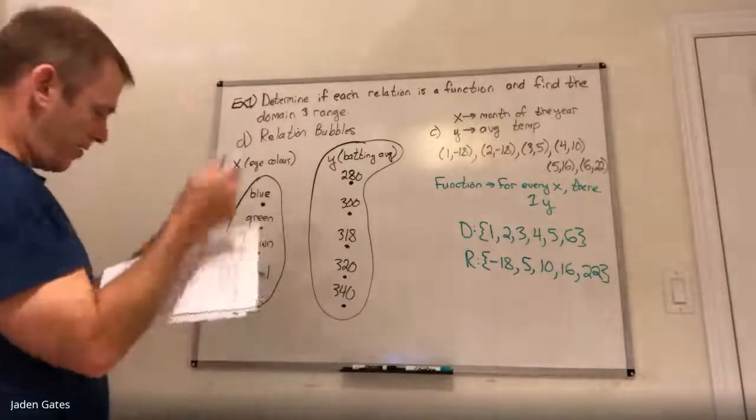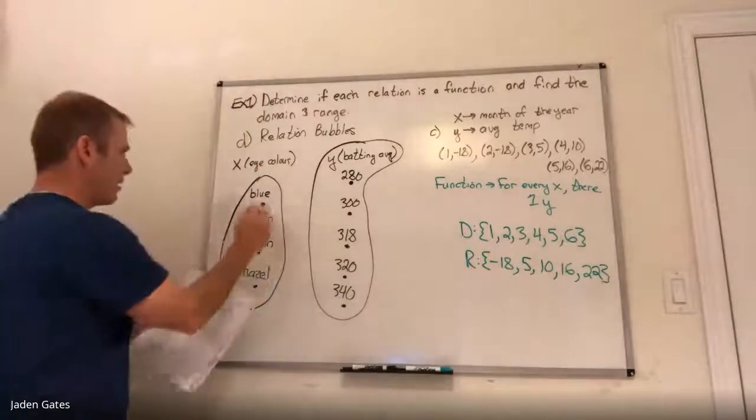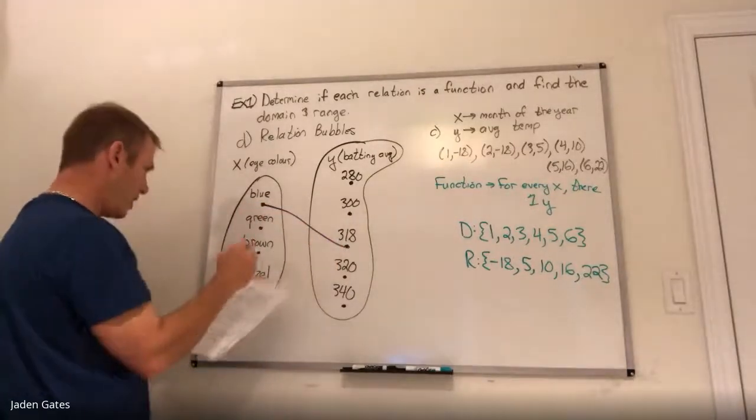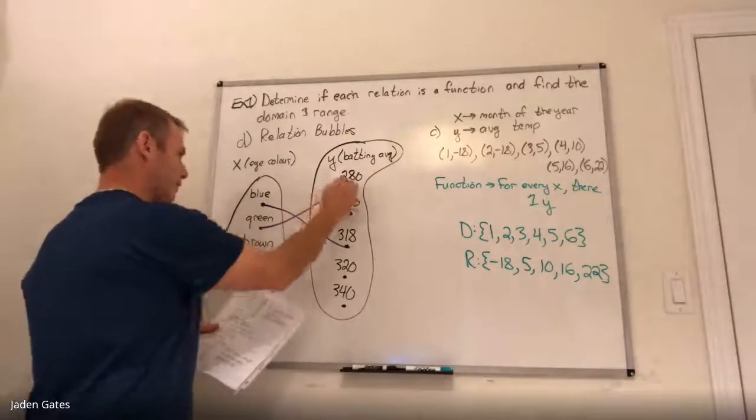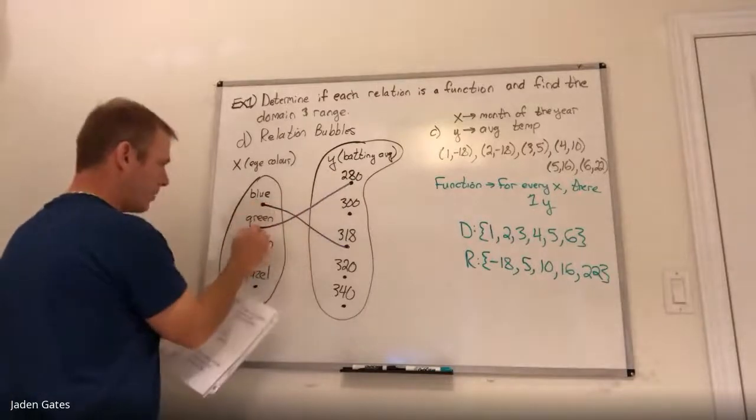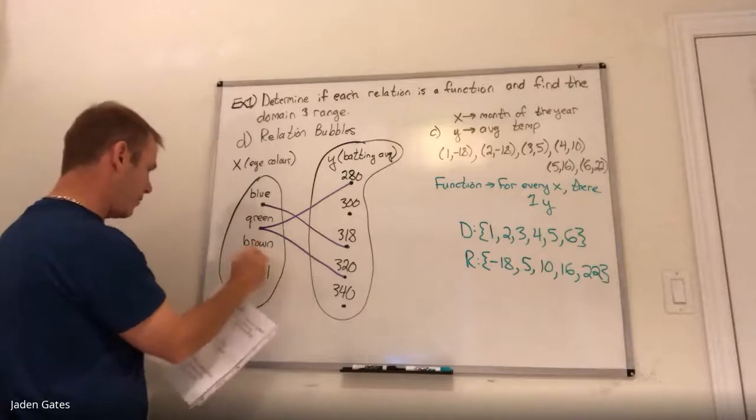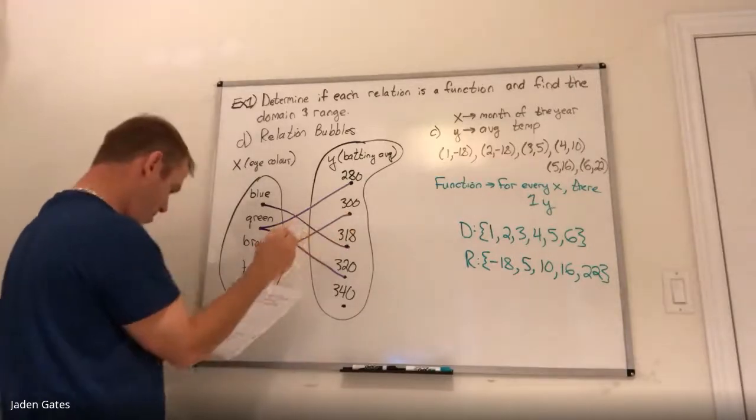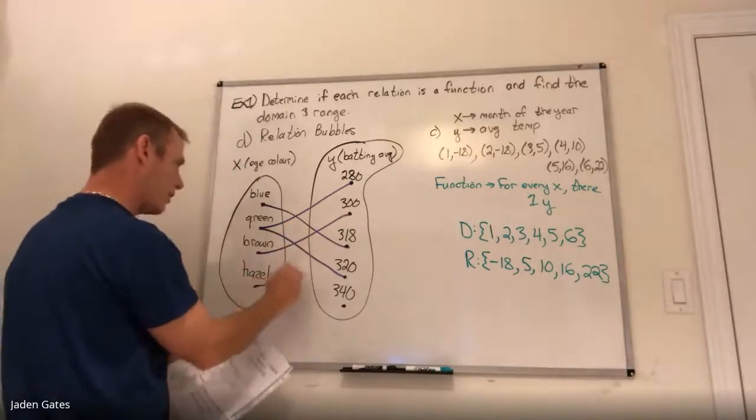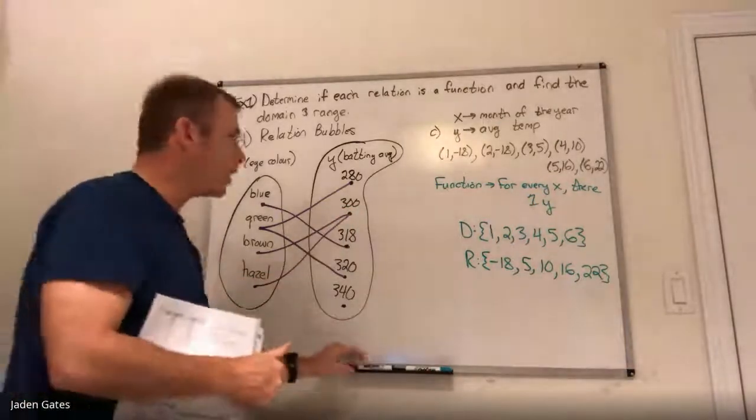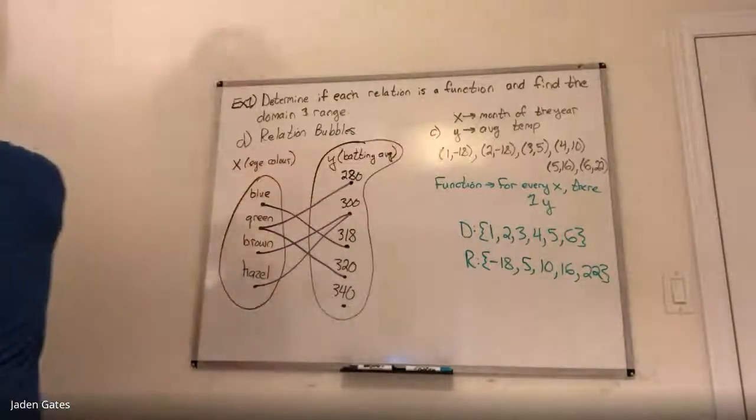All right, so I have, let's see here, blue is going down that way. Green we have going this way or this way. Brown going there, and hazel going there. There we go. All right, so you know what? I'm going to erase over here because I'm going to need that space.